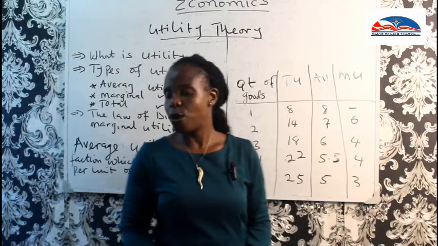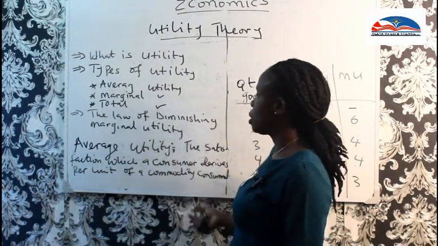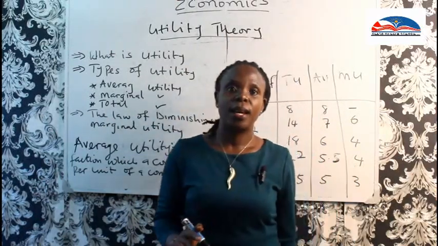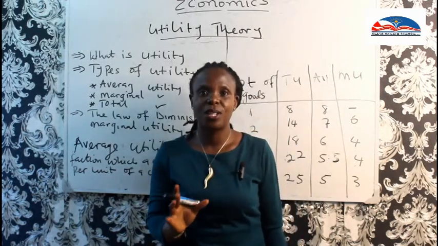We are going to carry over our third objective, the law of diminishing marginal utility, to our next class, so you can comprehend this class. In our next class, we'll look at the law of diminishing marginal utility.